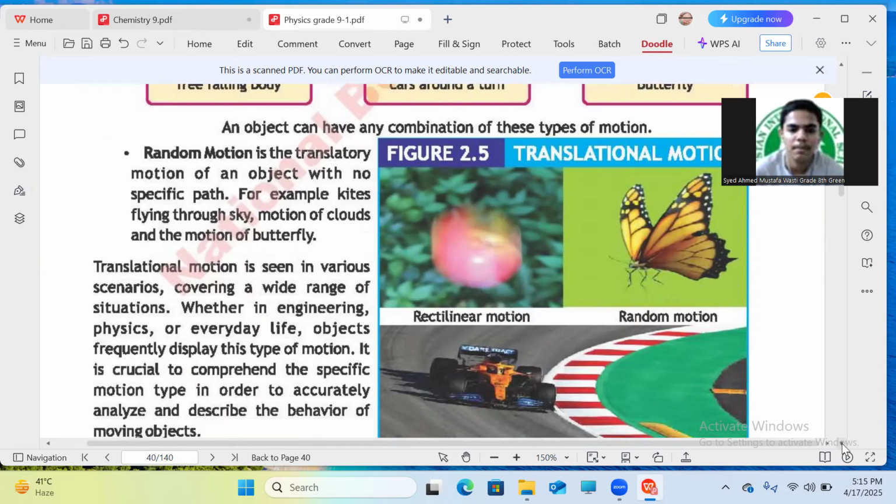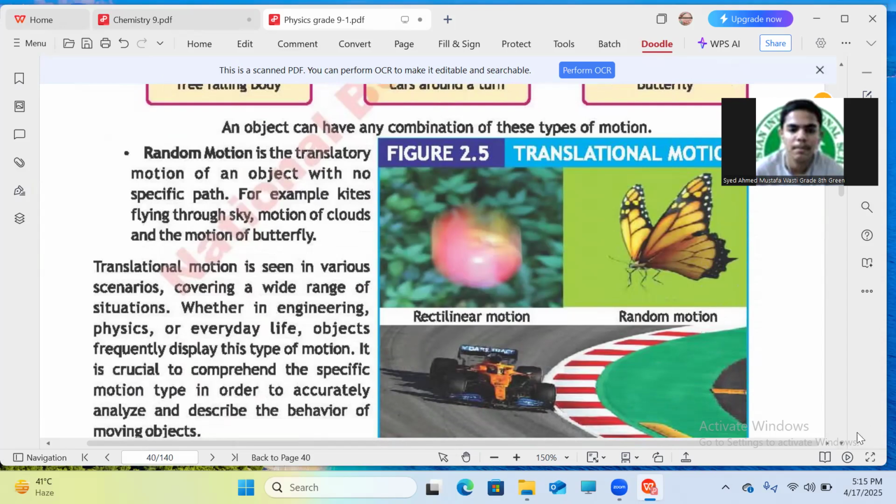So can we move to the next? Is there any question or query till yet? No, ma'am. Okay. So random motion is the translatory motion of an object with no specific path. For example, kite flying through the sky, motion of clouds, and the motion of a butterfly.